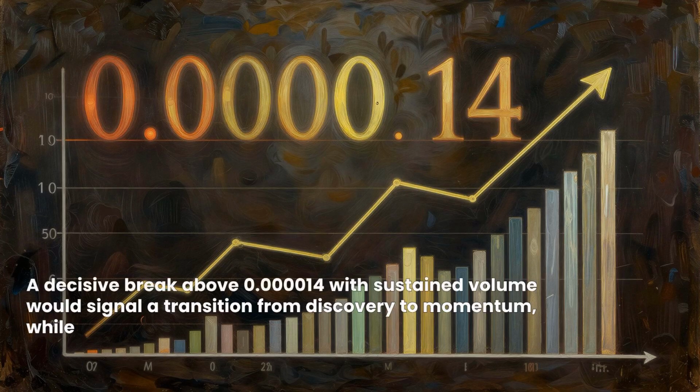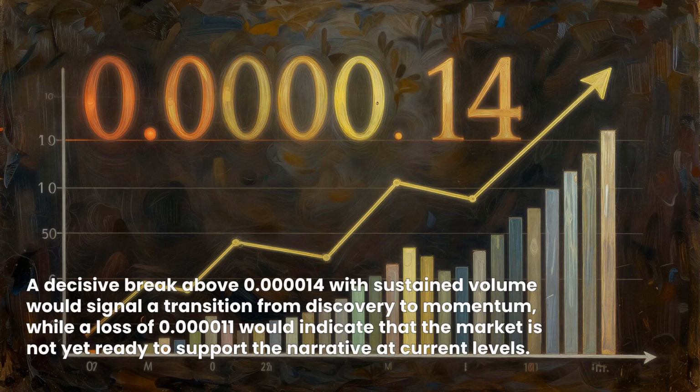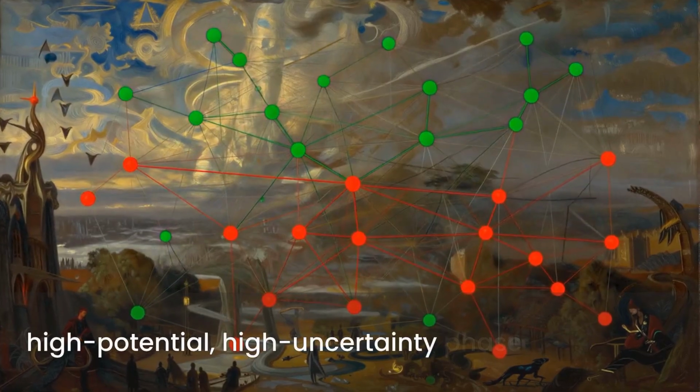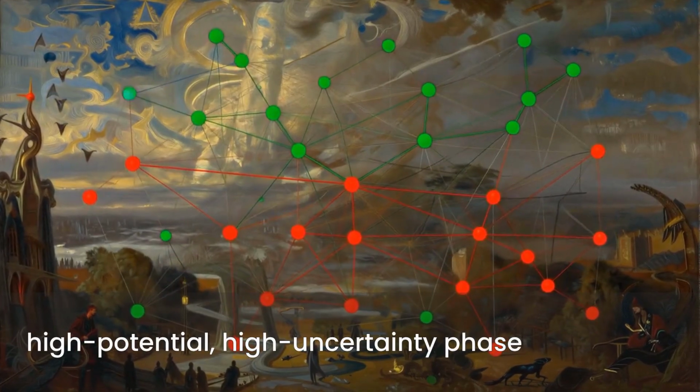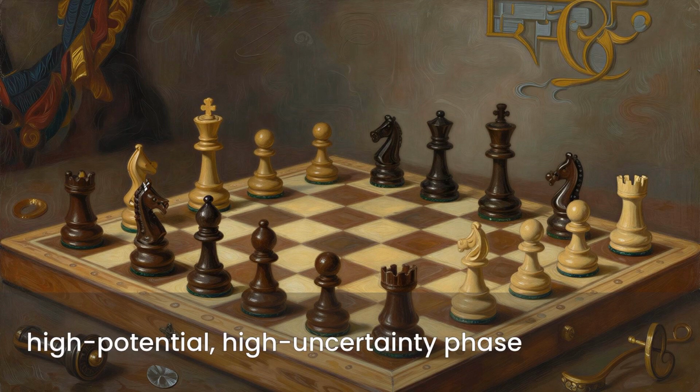A decisive break above 0.000014 with sustained volume would signal a transition from discovery to momentum, while a loss of 0.000011 would indicate that the market is not yet ready to support the narrative at current levels. For now, DeepSnitch remains in a high potential, high uncertainty phase, where structure, not hype, will determine the next meaningful move.